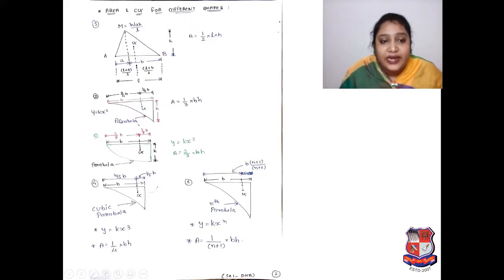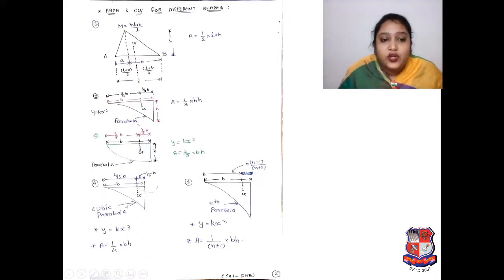If parabola is concerned, then your area will be 1/3 B into H. As per that figure, the CG distance is given. For the parabola in that shape, your area will be 2/3 of BH. The CG distance is also mentioned over here as per the figure.